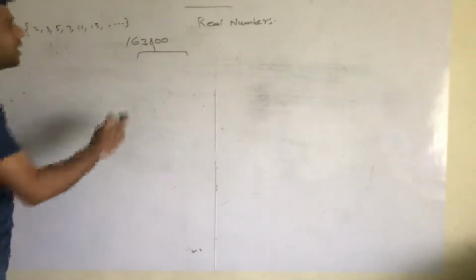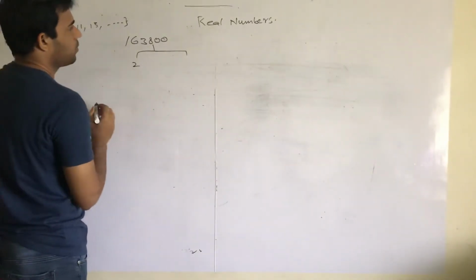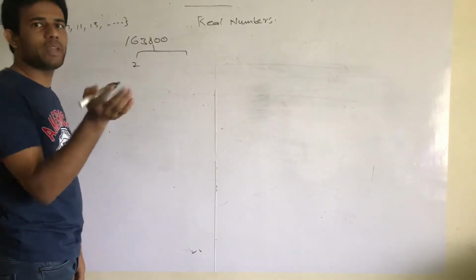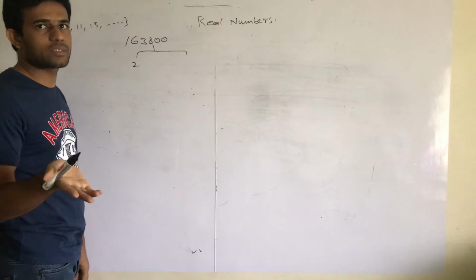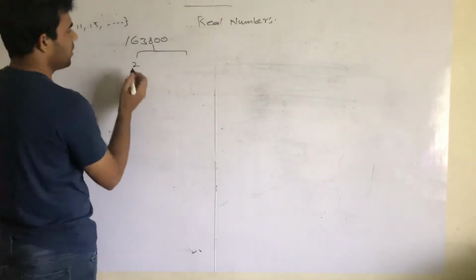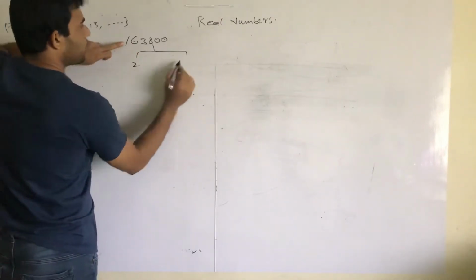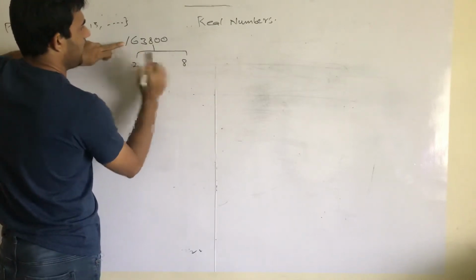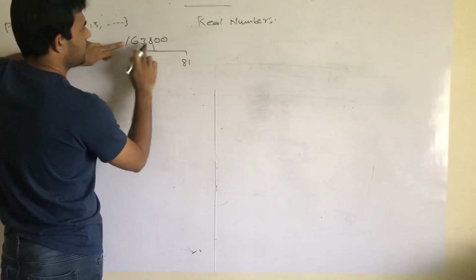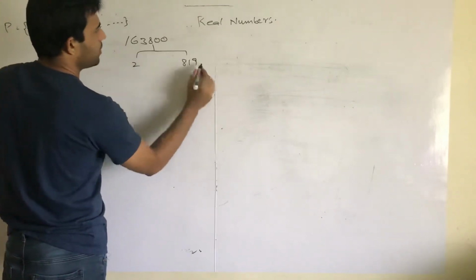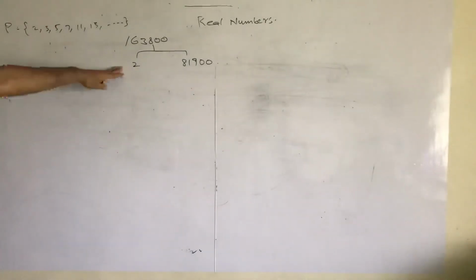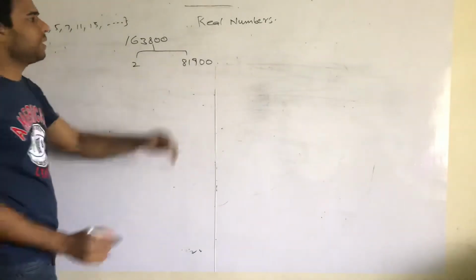So first let's see whether it is divisible by 2. I think so, because it has a 0 at the end. A 0 can be divisible by either 2 or 5, those are the only ones; the other prime numbers it cannot divide. Let's see: 2 8s 16, then I have 2 1s, and then 2 9s, and then 0 0. So it is divisible by 2, and it gives 81900.